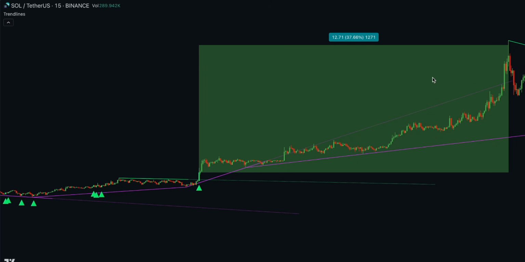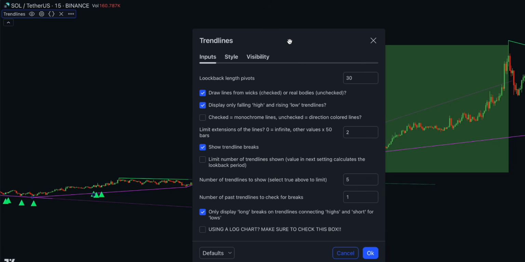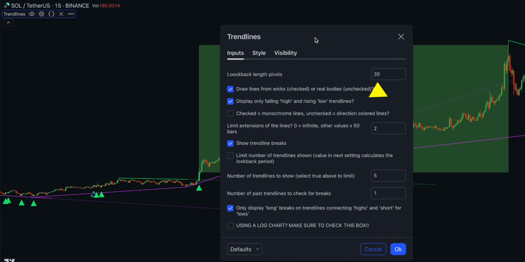To make the indicator more or less sensitive, you can open the inputs and adjust these parameters. For example, I like to set the look-back length pivot number to 20. This way, the indicator draws trend lines more precisely. The next step is to limit the extension lines to 1. We will also need to disable these trend line breakout signals. Instead, we'll use the signals from the second indicator.